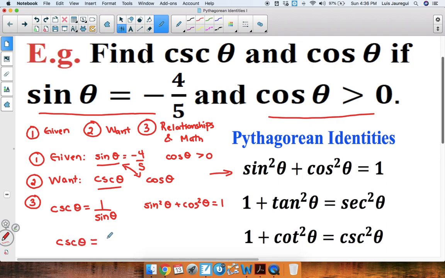Now, focusing our attention on the first identity, we know that cosecant of theta is equal to 1 over sine of theta. In other words, cosecant of theta is the reciprocal of sine of theta. Since sine of theta is negative 4/5, we take the reciprocal of that to be cosecant. So the reciprocal of negative 4/5 is simply negative 5/4. And notice that this will give you the first value of interest.